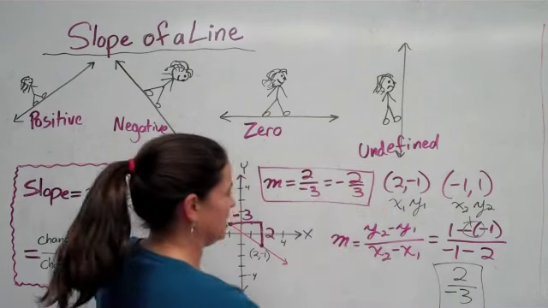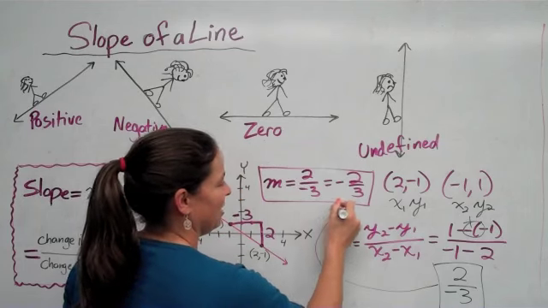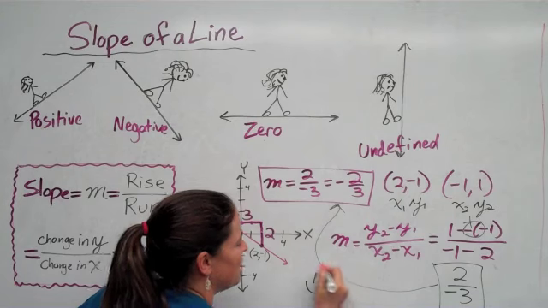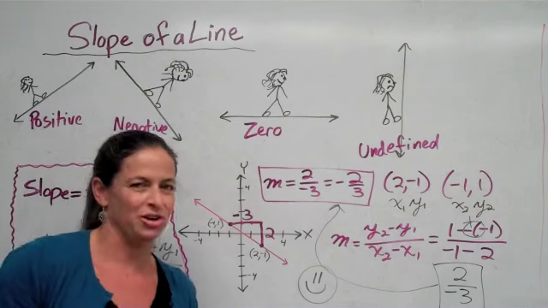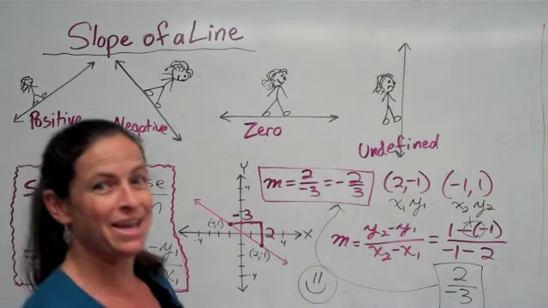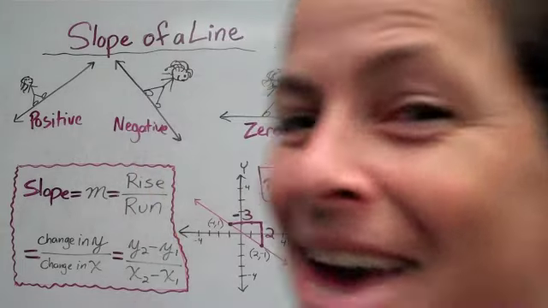Well, wait a minute. Is that the answer I got before? Yay! So I was able to figure this out in more than one way, and that's what you're going to do. All right, slope of a line. Have a good day.